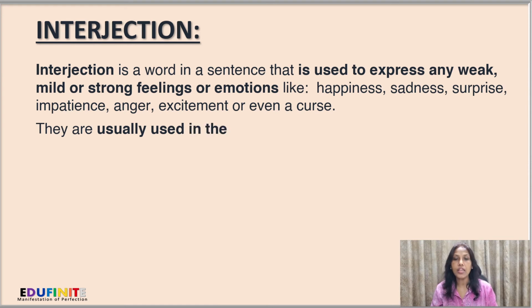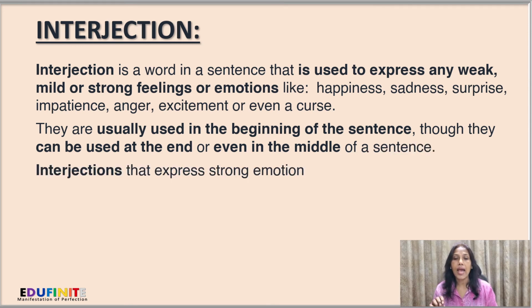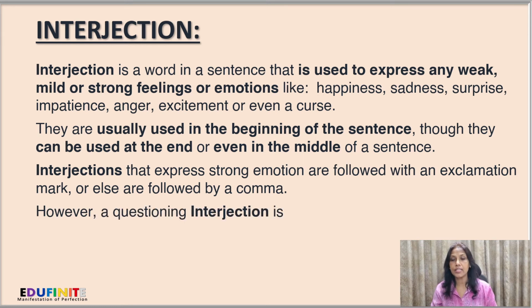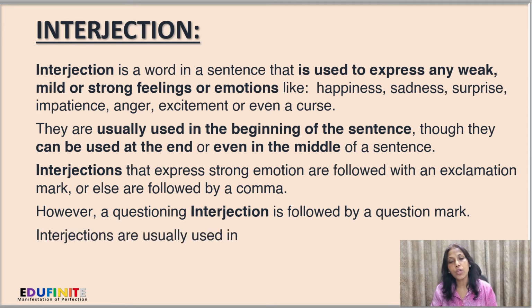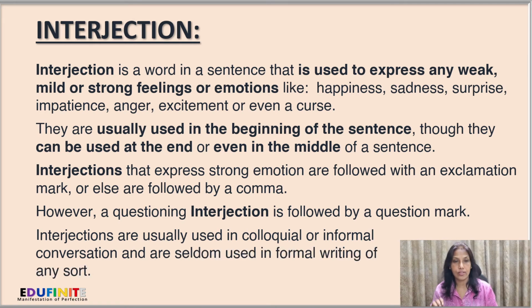They are usually used in the beginning of the sentence, though they can be used at the end or even in the middle of a sentence. Interjections that express strong emotion are followed with an exclamation mark or else are followed by a comma. However, a questioning interjection is followed by a question mark. Interjections are usually used in colloquial or informal conversation and are seldom used in formal writing of any sort.